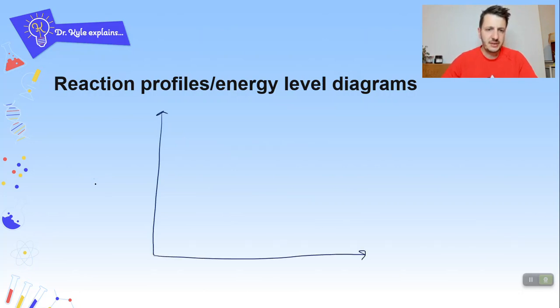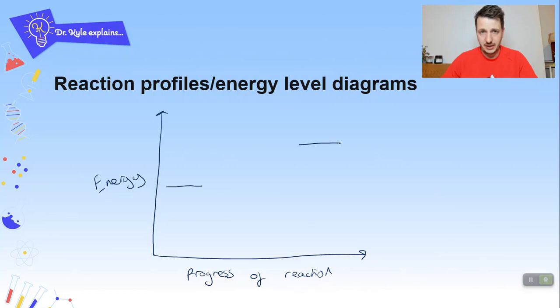And exactly the same, energy on the side, that's how much energy is going in. And then you've got a progress of reaction at the bottom, which is essentially just time. You would start here. Again, your reactants. Remember, your reactants always start on the left-hand side of a reaction. But the difference this time, your products are going to end up higher in energy. And so I'm just going to write R for there and P for there.